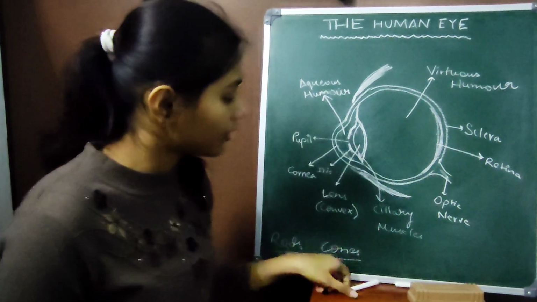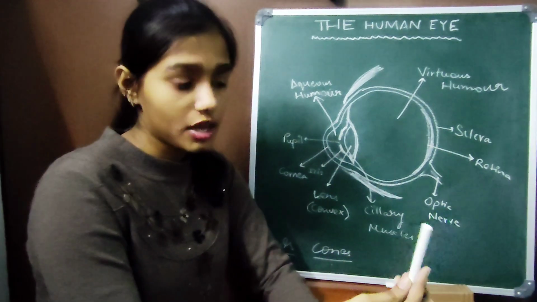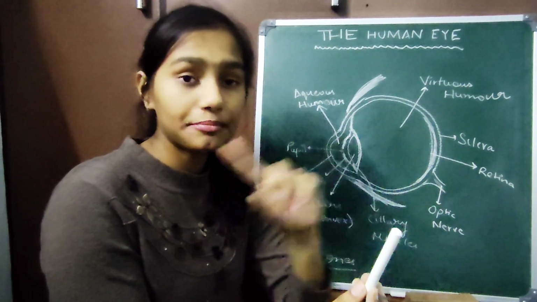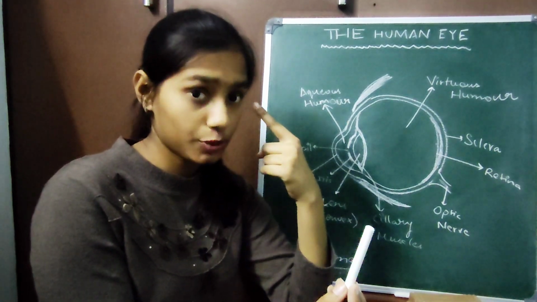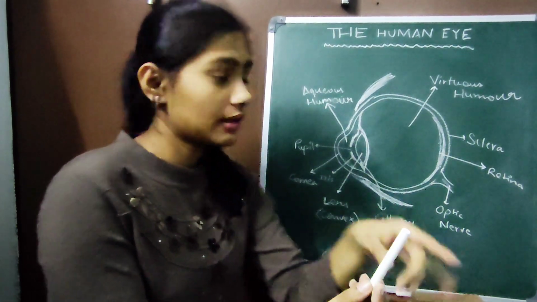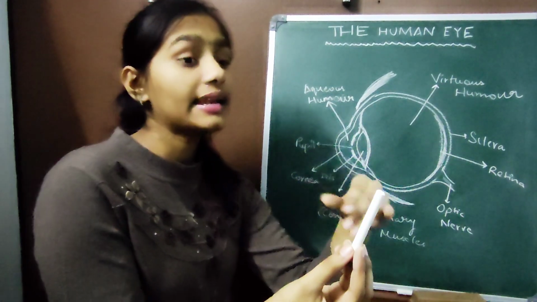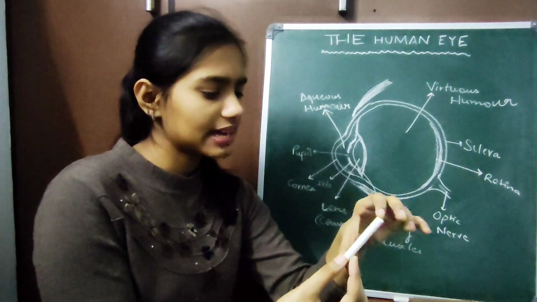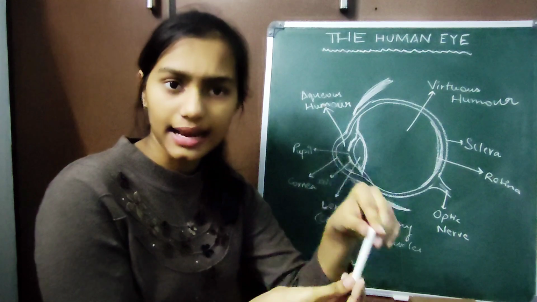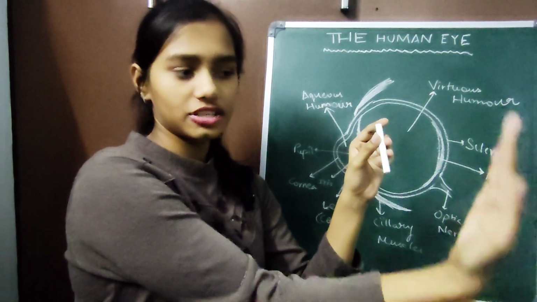For example, if I'm looking at this chalk over here, right now when the light falls on the chalk, it gets reflected and enters my eyes through the pupil, and from the pupil it passes through the lens, and an inverted image is formed at the retina. But still I can see that this chalk is erect. I mean, even my hand, it's straight, it's not upside down.